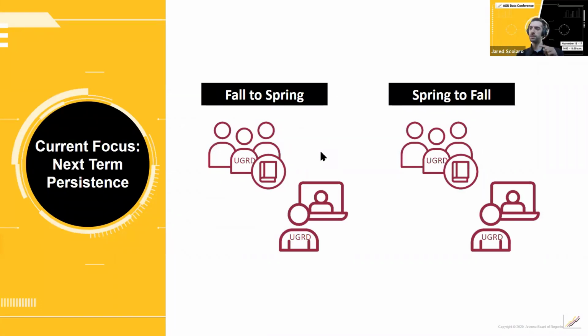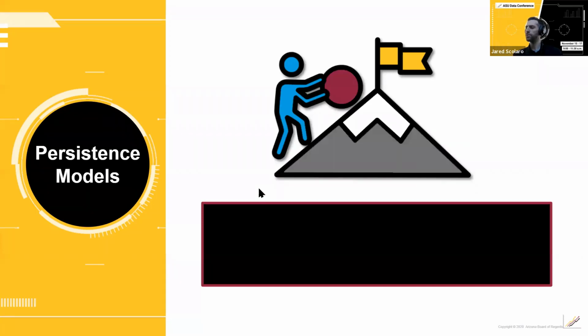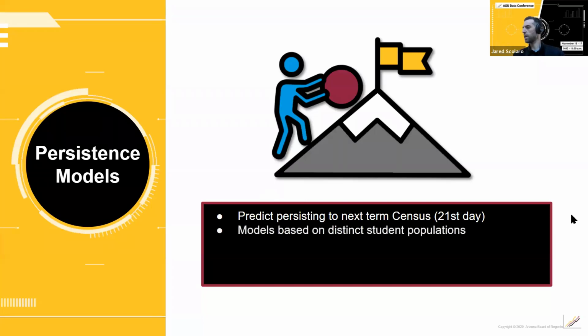And we use the word persistence to refer to, do students graduate or re-enroll by census of the next term? And so we have models that predict, if you're enrolled in fall, will you still be enrolled in spring? Or if you're enrolled in spring, will you persist to the next fall? And so, again, like I had mentioned, we're trying to predict next term census. That's when we determine if a student is enrolled for the next semester, if they're still enrolled at census.